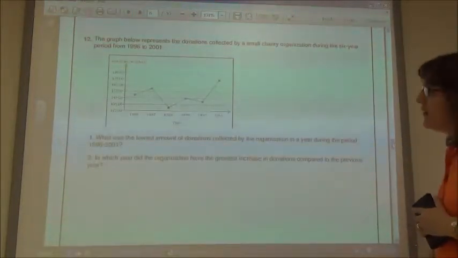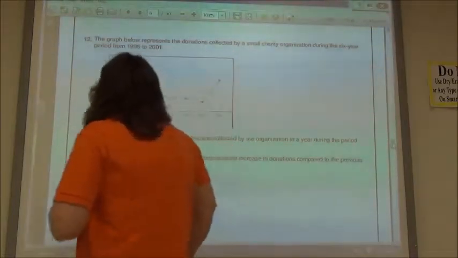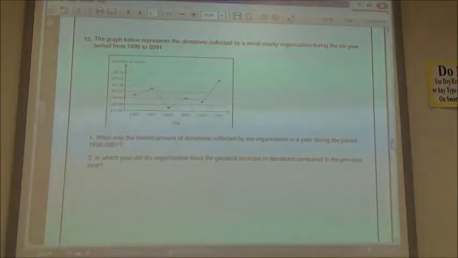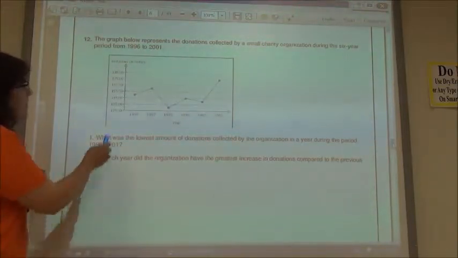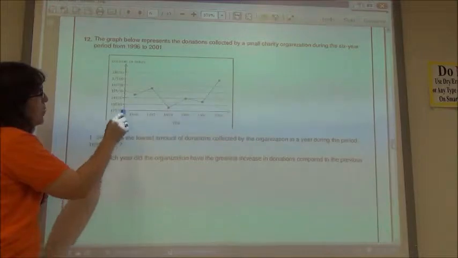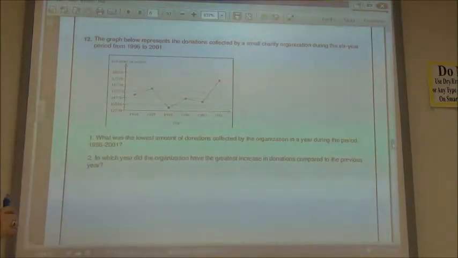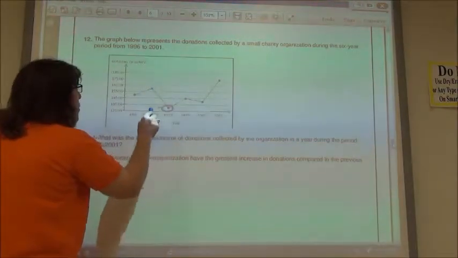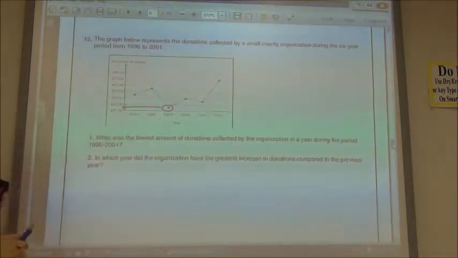Number 12, again we're looking at our graph. The graph represents the donations collected by a small charity organization for a 6-year period. These are going up by thousands, and so in between here would be 750. So what was the lowest amount of donations collected? So right here's my low. My low is between 13,500 and 12,500.